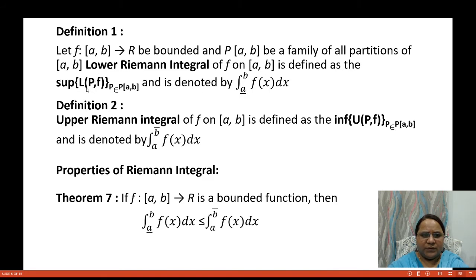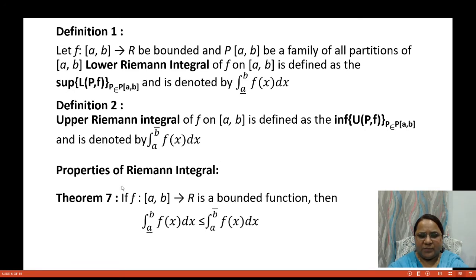Now, in the second definition, for the upper Riemann integral, what do you have to replace? Here we have taken supremum, now we have to replace it by infimum. And for lower Darboux sums, now it is upper Darboux sums, and it is denoted by the upper integral from a to b of f(x) dx.